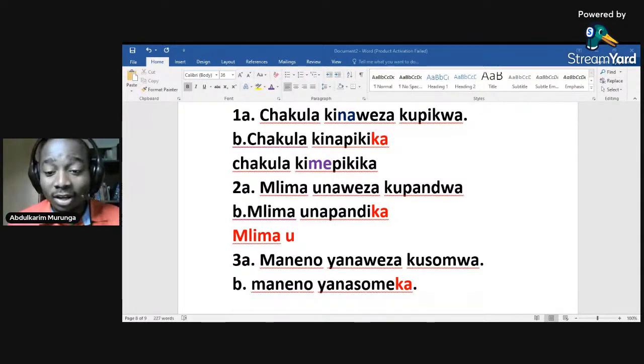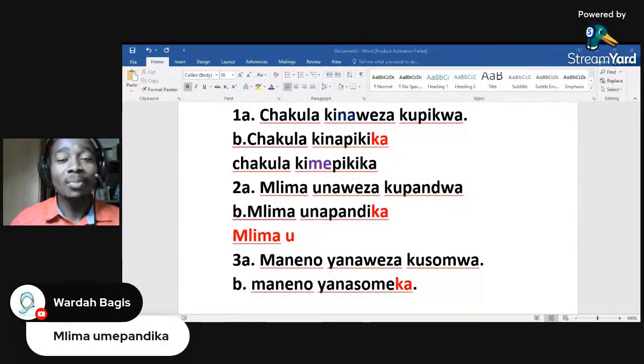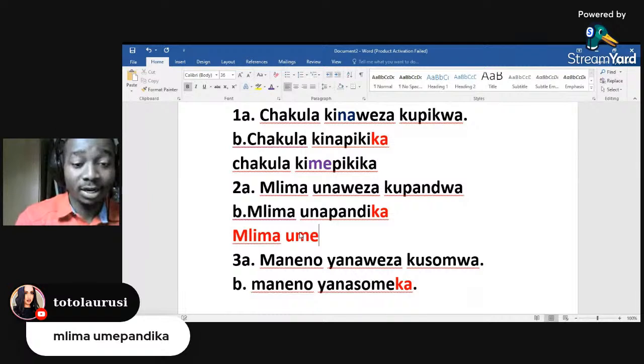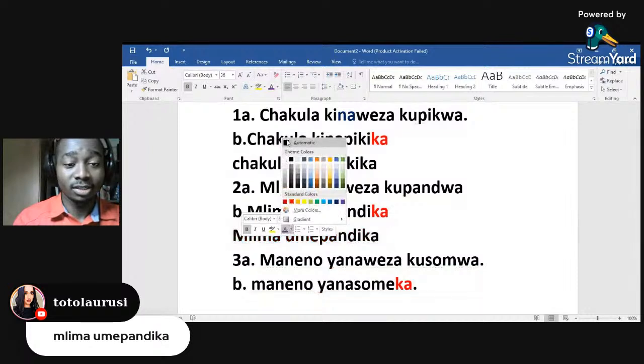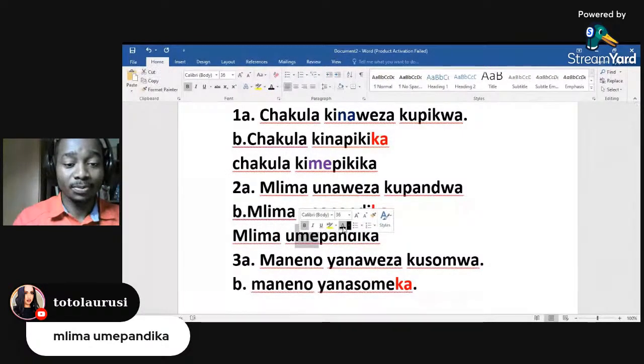Now, sawa sawa, hakuna tatizo, vizuri. Mlima umepandika, vizuri sana. It means the action of climbing the mountain has been done. Sawa? Mlima umepandika. The mountain has been climbed and it has been climbed very, very well. Sawa. Mlima umepandika, vizuri sana. Okay, so I put this other color here.